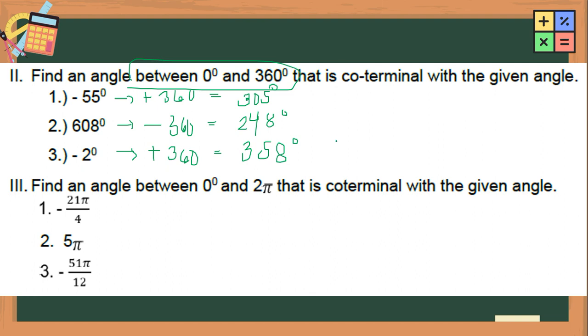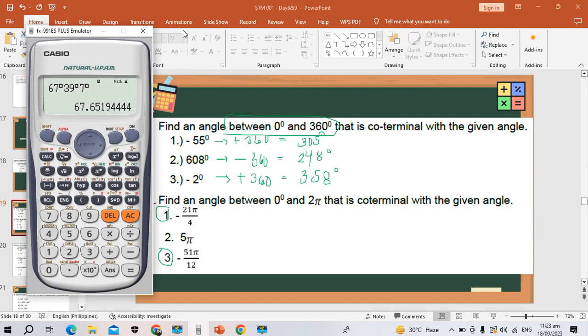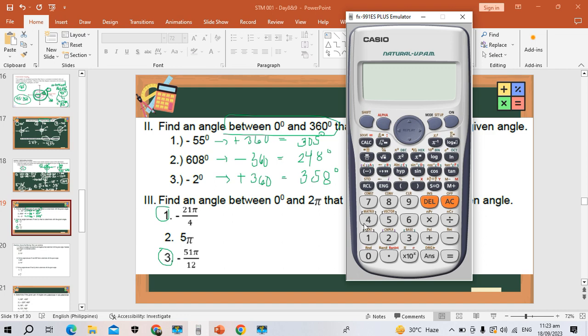Next, number 3. Find an angle between 0 and 2 pi that is coterminal with a given angle. 2 pi is still 360. It's easy if it is negative. Bring out the calculator. If the given problem is negative, type negative 21 pi shift pi and then 4, then add 2 pi. Oops, wrong, plus shift pi. 2 pi, that's it.